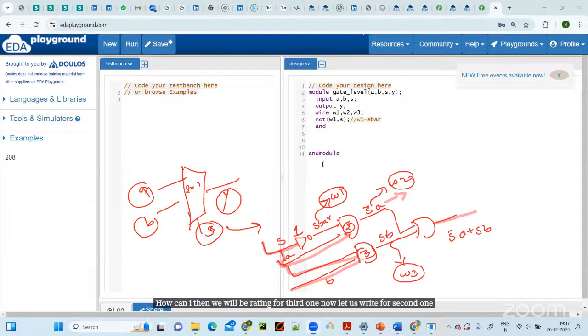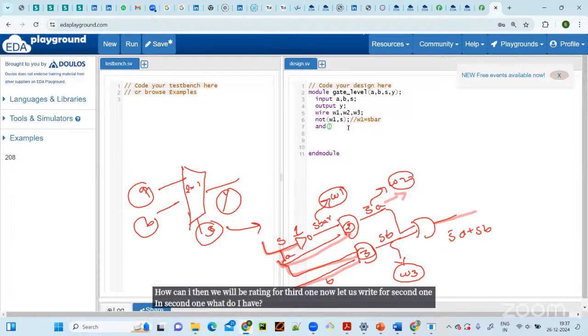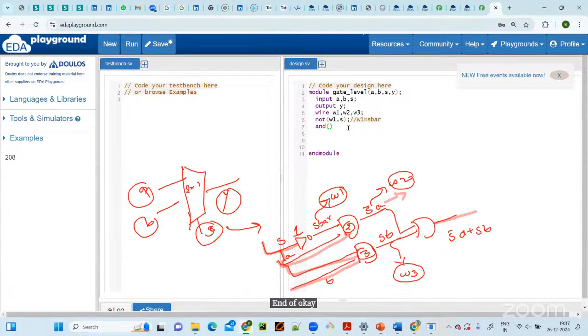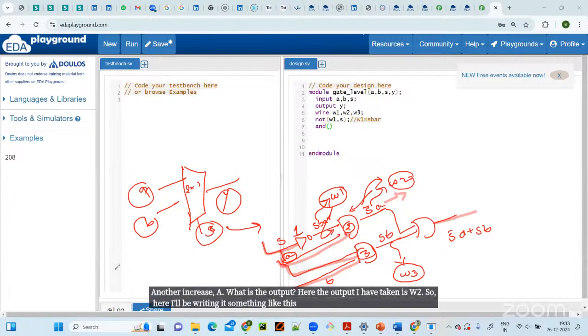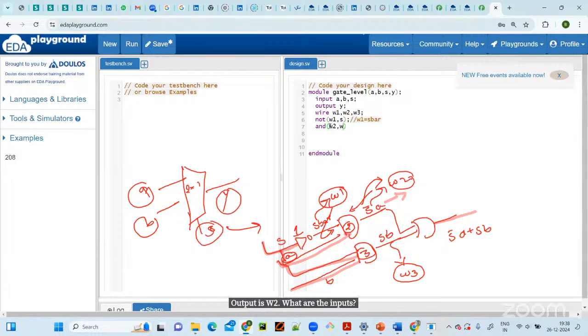In the second one, what do I have? AND of... here, what is the output of this second gate? See, W1 is the input that we can see here, right? W1 is the input. Another input is A. What is the output? Here the output I have taken is W2. So here I will be writing it something like this. See here, W2, comma, can you guys help me with this from the chat box? Output is W2. What are the inputs? W1 is one input. And what is the other input? A is the other input.